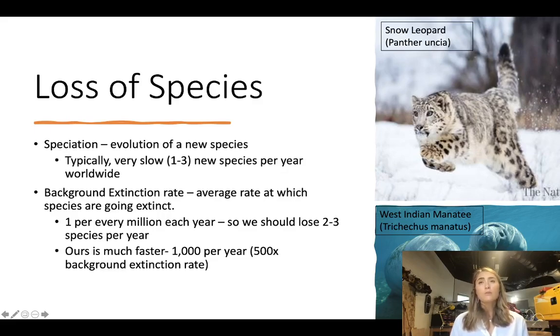So much so that we've created these massive lists for the species that are the most in danger of becoming extinct. So things like the snow leopard or the West Indian manatee. Both of these have been on the red list, the getting ready to go extinct list, for many, many years, and a lot of it is due to habitat loss for both of them.